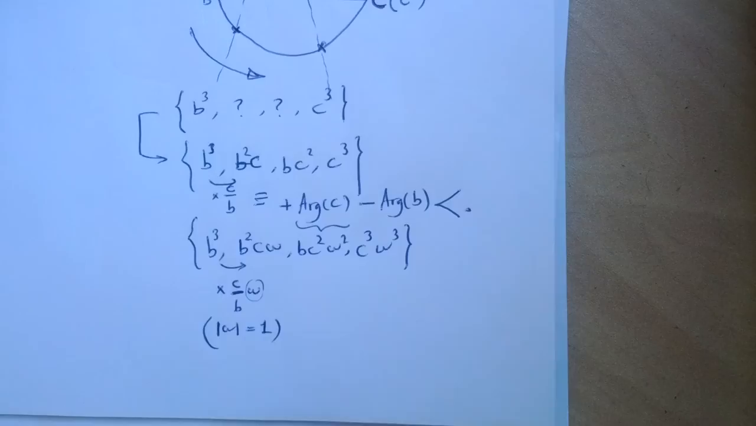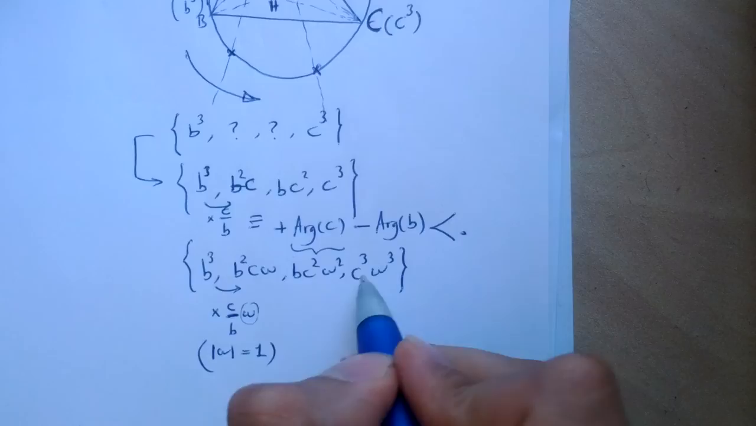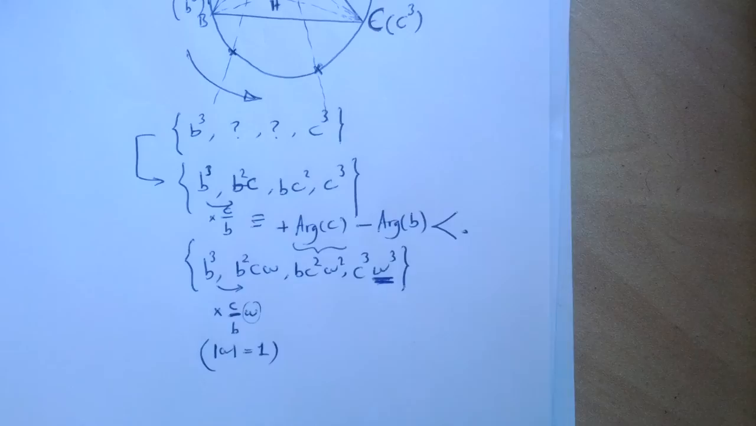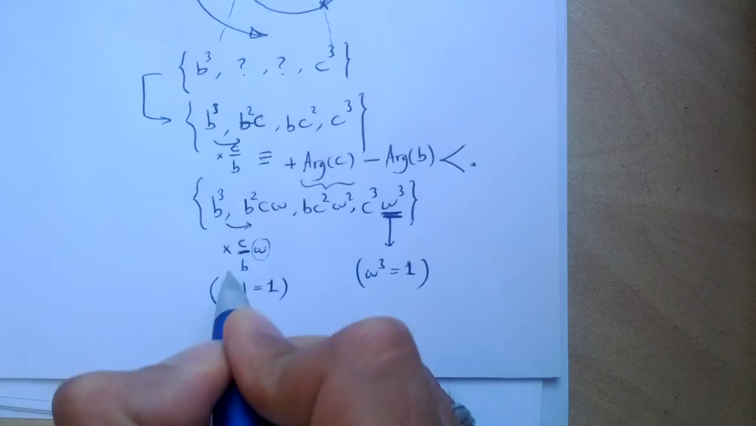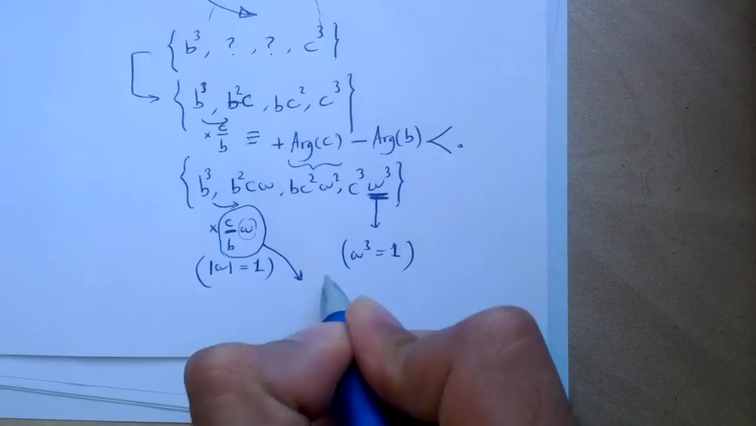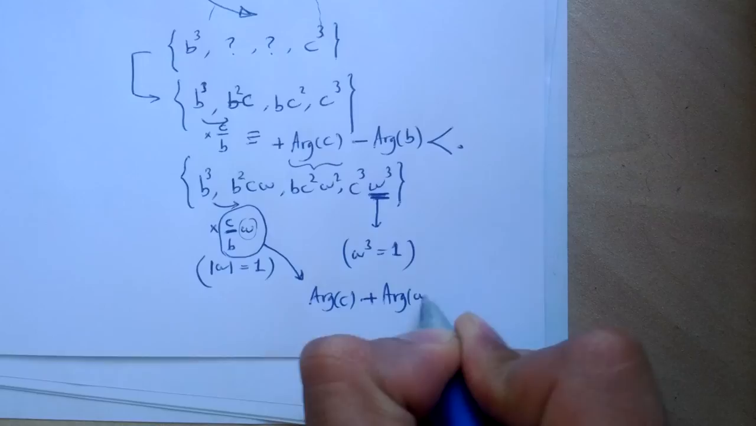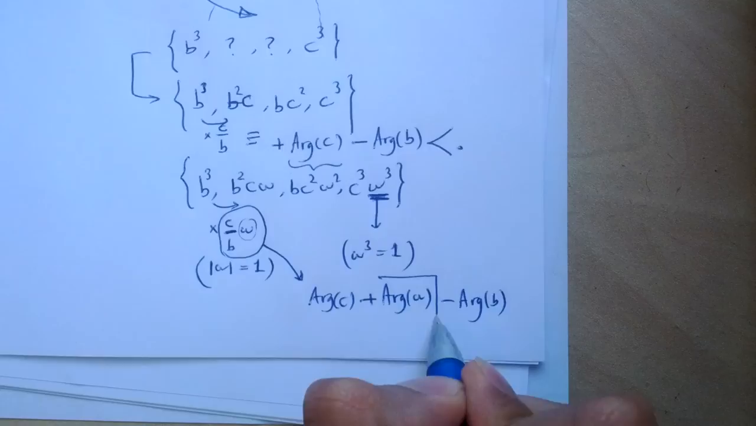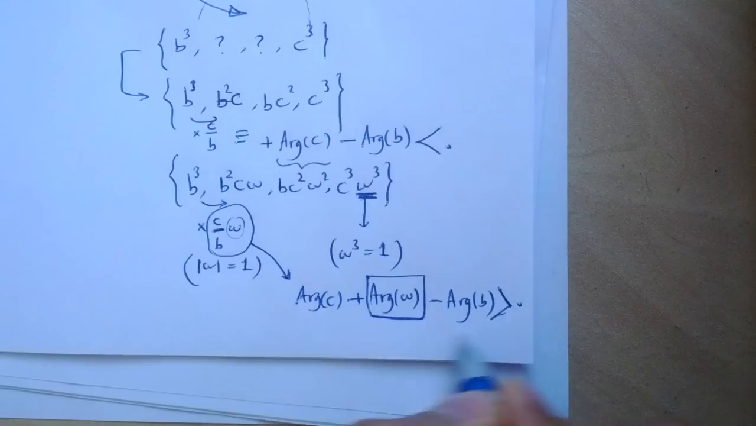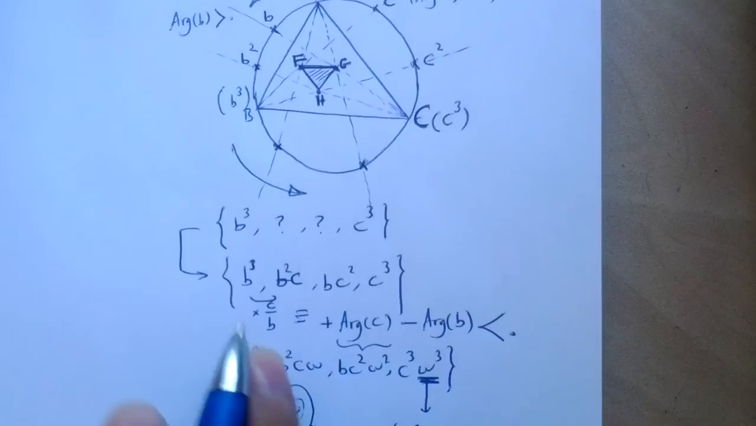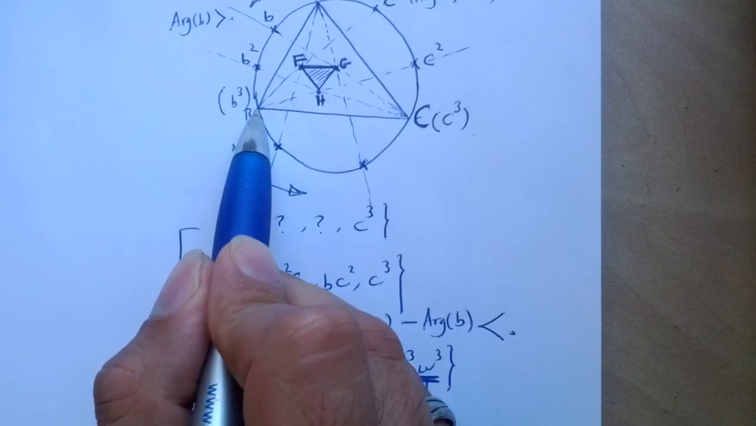But this point is not C cubed. And it should be C cubed, not C cubed times omega cubed. So, another assumption is that omega cubed is equal to 1. So now, I see that at each step, I'm adding argument of C plus argument of omega minus argument of B. So, with this factor, I hope that this number will be positive, so that these points are situated in a counterclockwise direction from B to C.